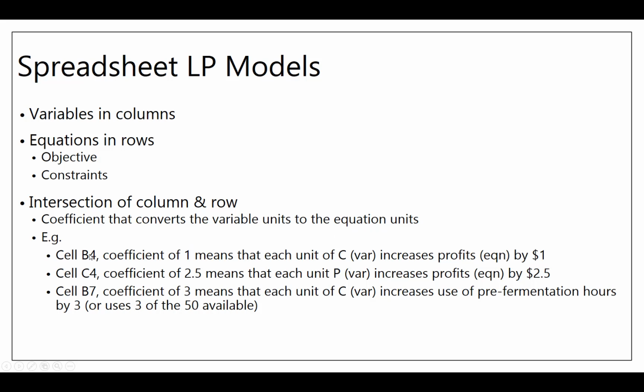So if you want to think about it in that way, cell B4 in your spreadsheet, that coefficient of 1 means every unit of C increases profits by $1. In cell C4, the coefficient 2.5 means every unit of P increases profits by 2.5, and then you can do the same for cell B7.